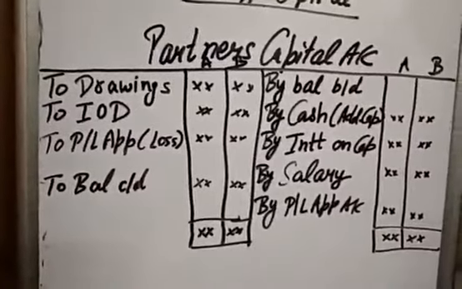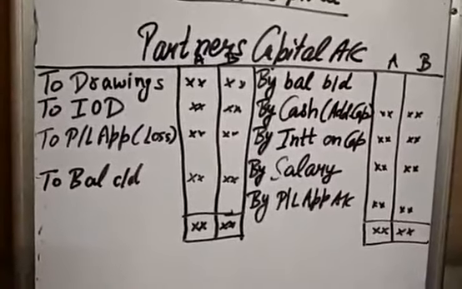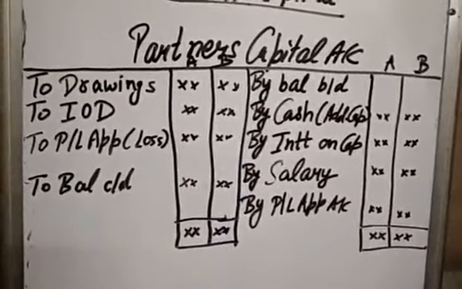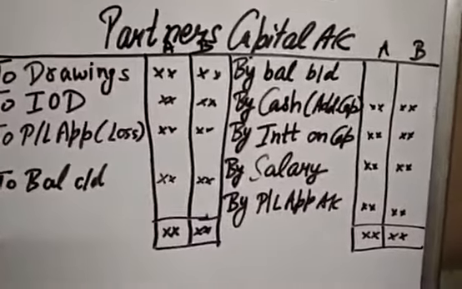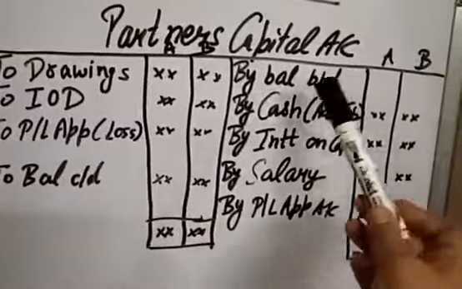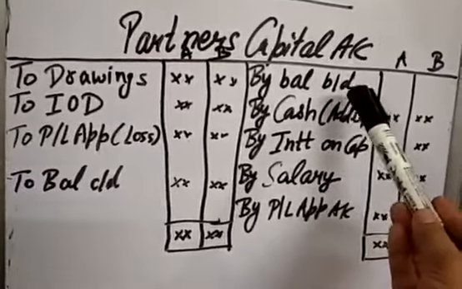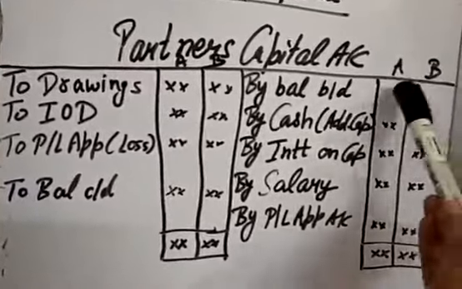So students, you can also do this question. You can also calculate opening capital by this method. You are making the partners' capital account as you have already done. So what we do, we start our partners' capital by balance brought down. This is the opening capital. But in this question, you are not provided with opening capital.